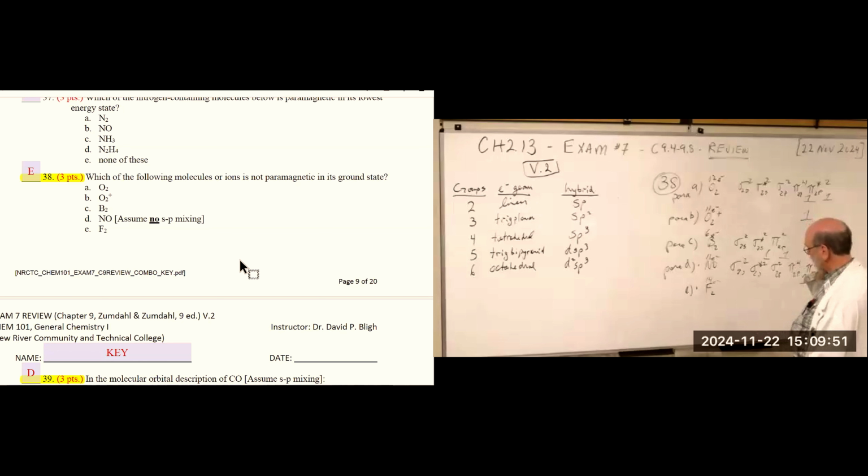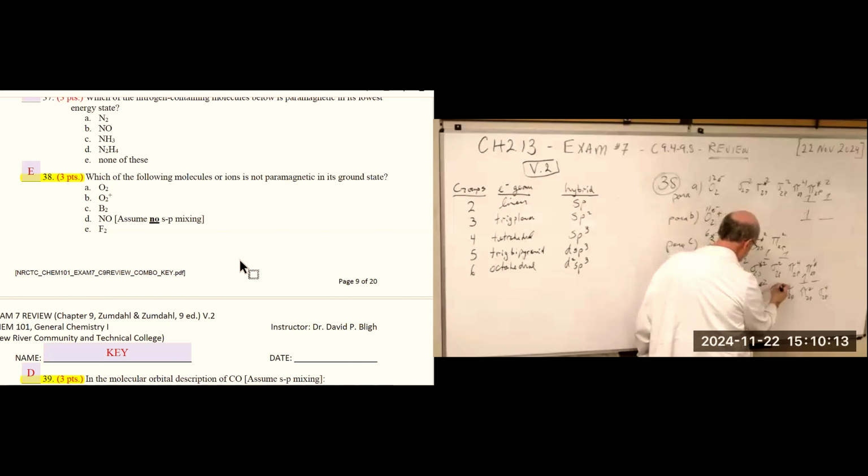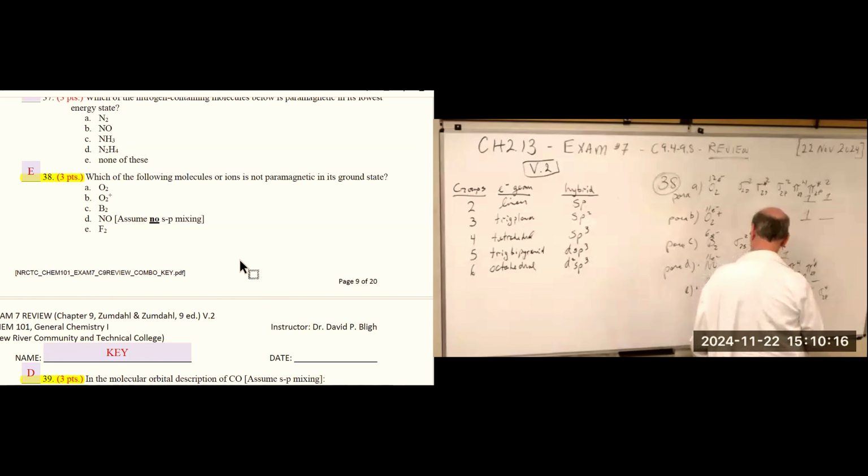All right, so F2 definitely has no mixing. 2s, 2s star, sigma, pi star, and sigma star, or 2p, 2p, 2p, 2p, 14. So we have 2, 4, 6, 10, and 4 more left. Goes right there. Those are all paired. So this one is diamagnetic. Difluorine is diamagnetic.